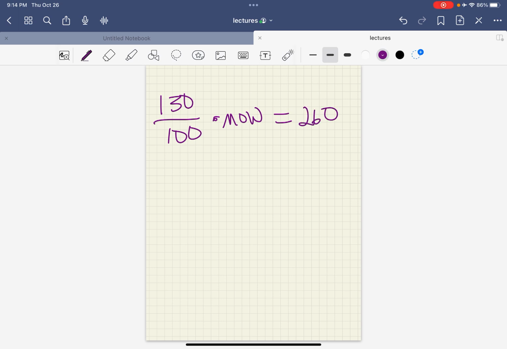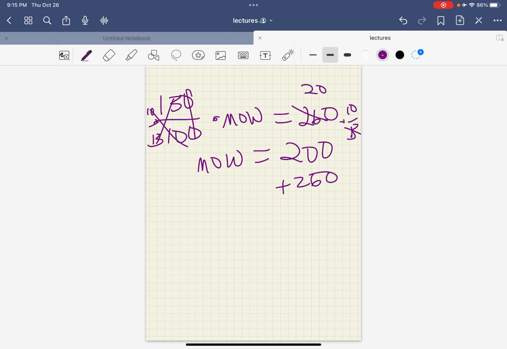So this will just give us the men of war. Then we'll have to add what we get here to the 260 that were brigantines to find the total. So a 0 cancels and we'll multiply by 10 over 13. 13 goes in there 20 times. So men of war would have been 20 times 10, which is 200. And then you have to add the brigantines, which was 260, so the total would be 460.